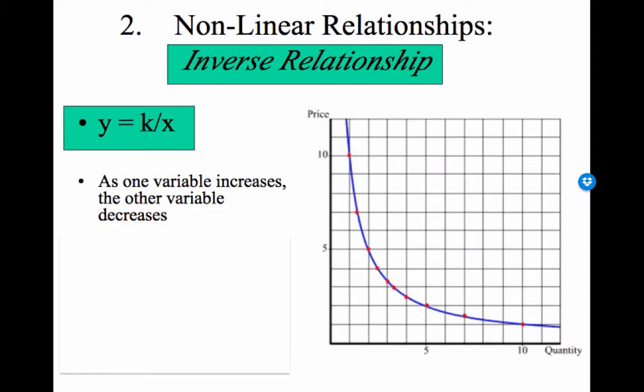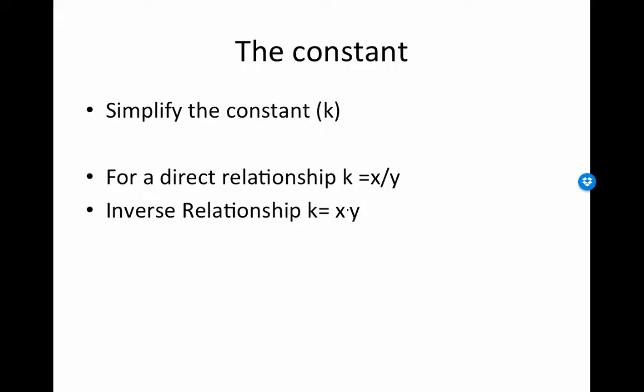The second type of relationship is a non-linear relationship, which is called an inverse relationship. So in this situation, as one variable increases, the other variable decreases. So you can see on the graph you have quantity on the x-axis versus price on the y-axis. As quantity increases, price is decreasing. So in this situation, in the equation, it says y equals k divided by x. That k stands for a constant.